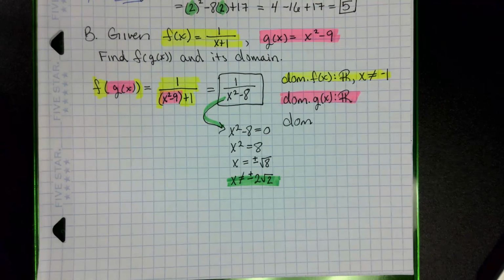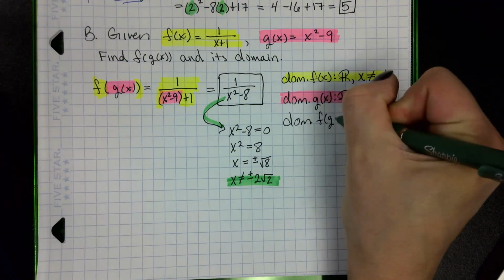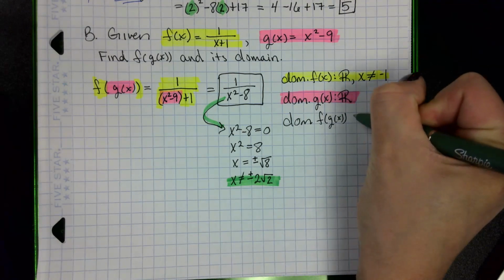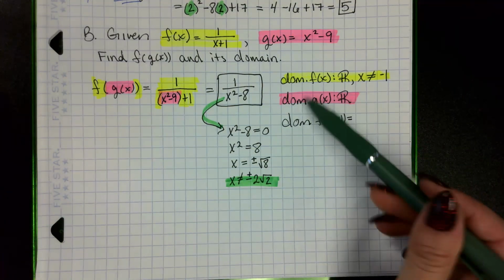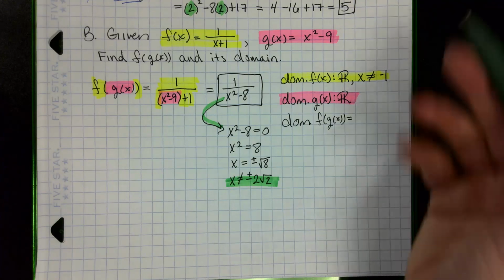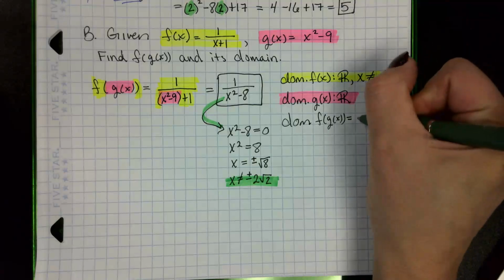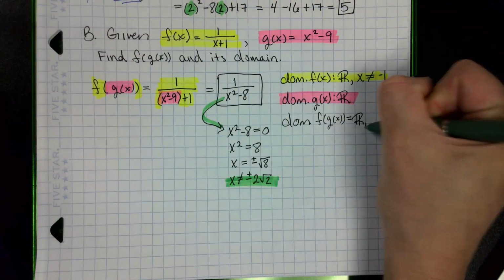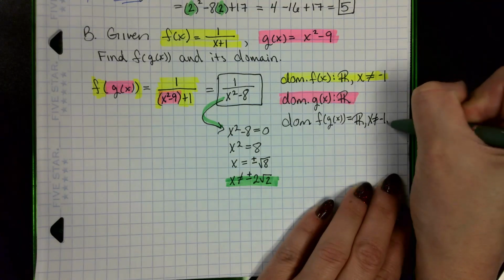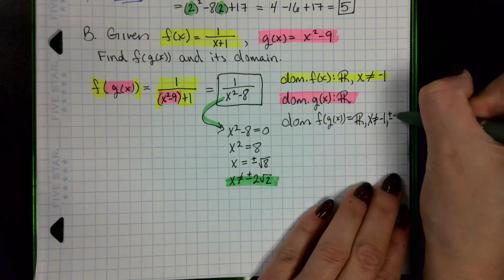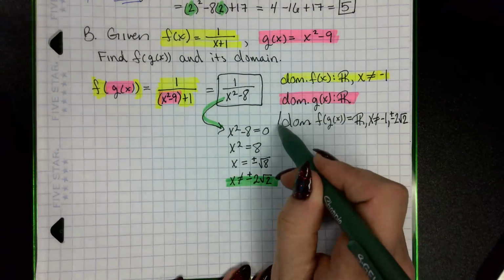So then the domain of f of g of x is any and all restrictions. So g of x doesn't restrict us at all, just all real numbers. f of x restricts us, and the new denominator restricts us. So all real numbers, but x cannot equal negative 1 or plus or minus 2 square root 2. That's the new domain.